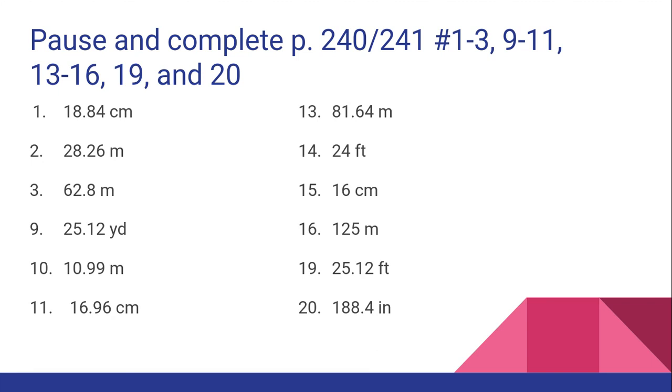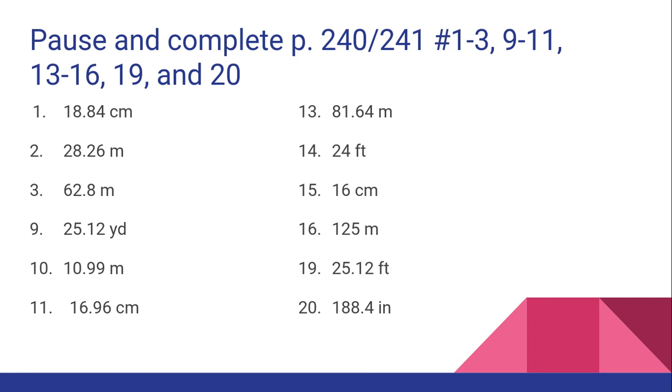On number 8, you were given the diameter. So 3.14 times 8 equals 25.12 yards. Number 10 was also the diameter. So you should have done 3.14 times 3.5, and you would have gotten 10.99 meters. Number 11 was a radius. It only goes halfway through. So because it only goes halfway through, we multiply it times 2. 2 times 3.14 times 2.7 equals 16.96 centimeters.